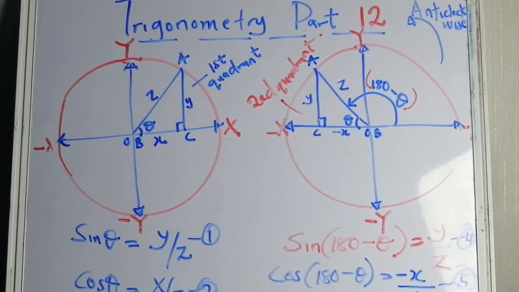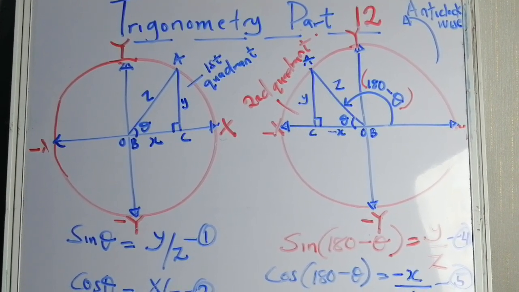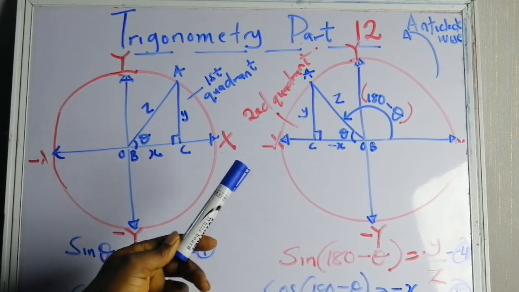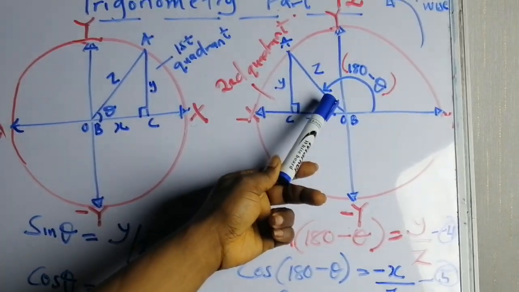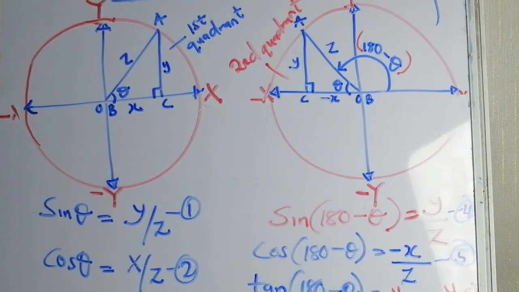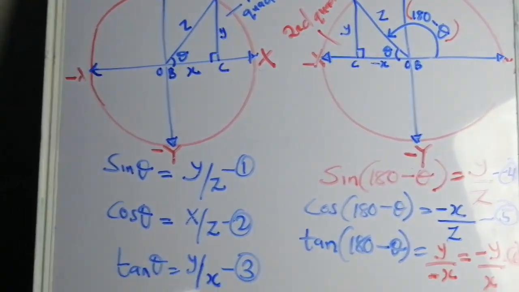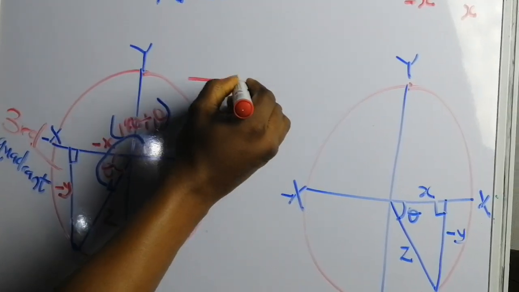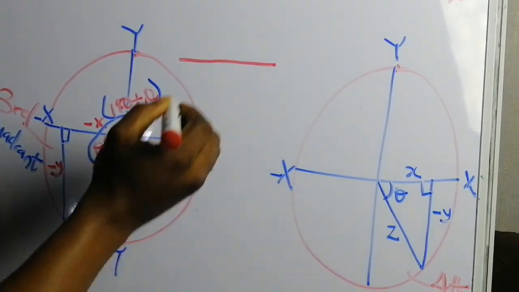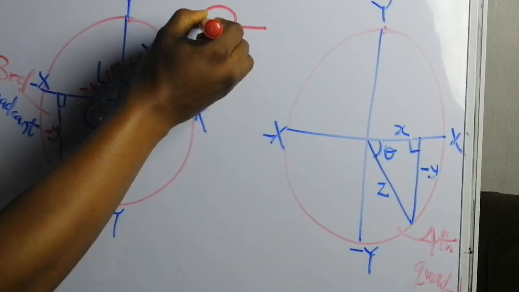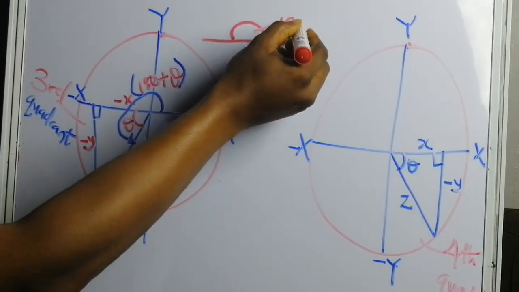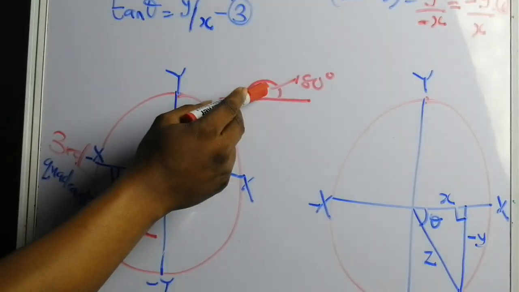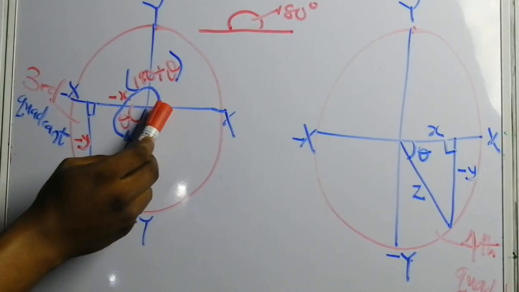Don't forget we are moving anti-clockwise. The first one we are moving anti-clockwise is theta. The second one is this arrow, which is 180 minus theta. So the third one is 180 plus theta. I've drawn this in part 10, if I'm not mistaken. Angle on a straight line is what? 180 degrees.